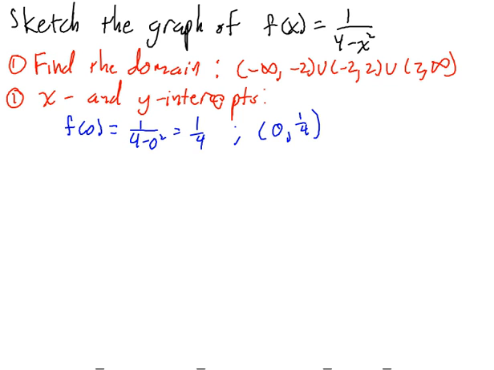Now for our x-intercepts, we let y be 0, or we set the function equal to 0, and solve for x. Now the thing is, if we set our function 1 over 4 minus x squared equal to 0, well, remember, for a fraction to be 0, the numerator has to be 0. And in this case, your numerator is always 1. So there is no solution to this equation, which means that there are no x-intercepts.